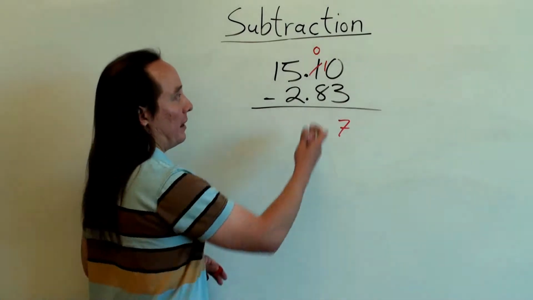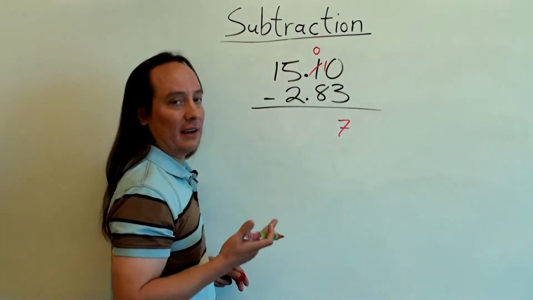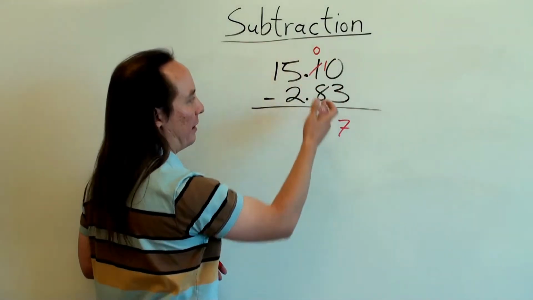Going to the next column, I made this number into a 0, so obviously it's not going to have enough to take away 8. So 0 minus 8 doesn't work.